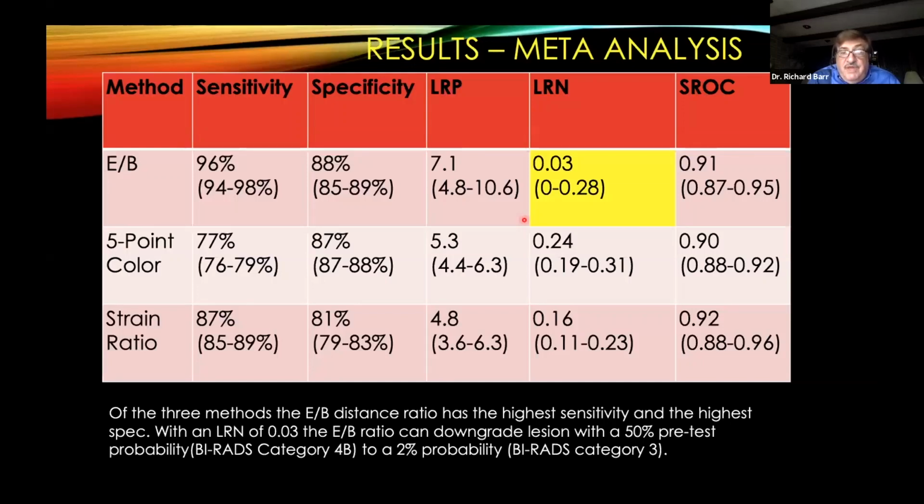In the other two methods, the negative likelihood ratio is higher, and we can downgrade all 4A lesions, but we can't downgrade all 4B lesions.